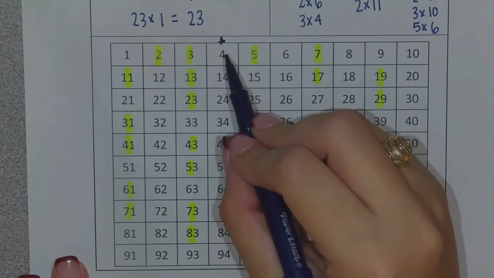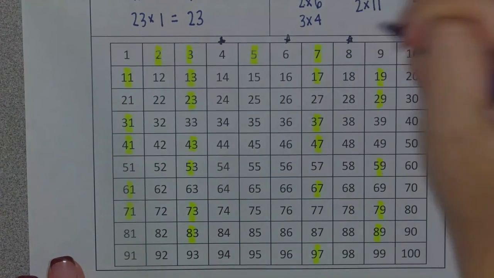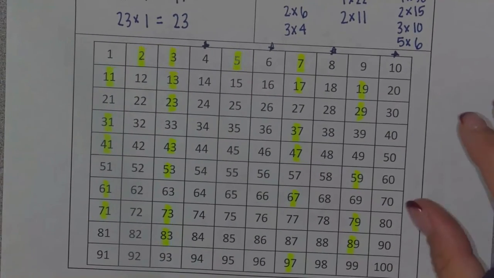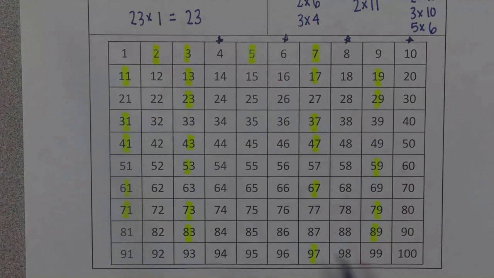4 is composite because it's an even number. So are 6, so is 8, and so is everything that ends in a 0. So if it is an even number outside of the number 2, it is automatically a composite number. 2 is the only exception.